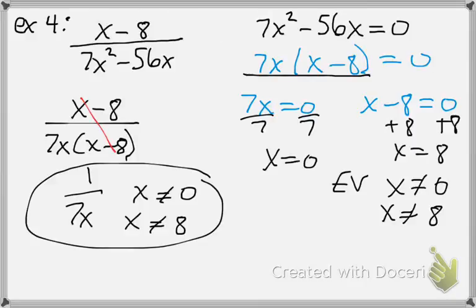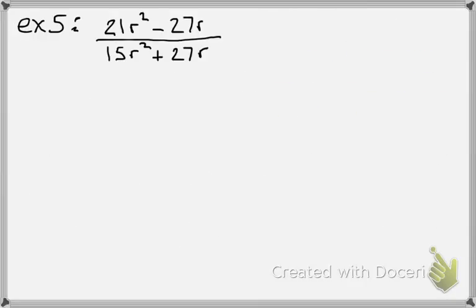Let's look at another example. So here we have 21r squared minus 27r all over 15r squared plus 27r. The steps have not changed. Our first step is to find your excluded values. So I set my denominator equal to 0. So 15r squared plus 27r is equal to 0.